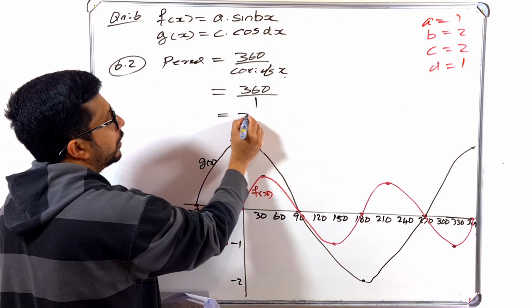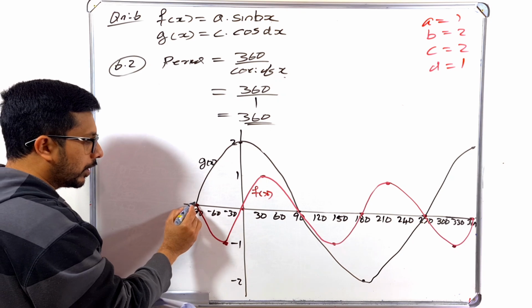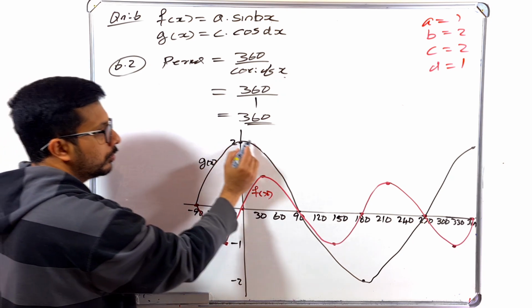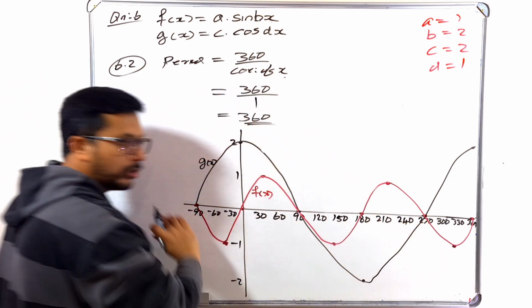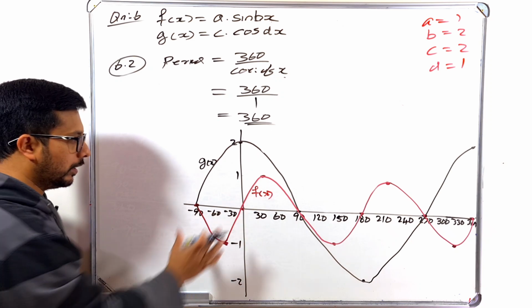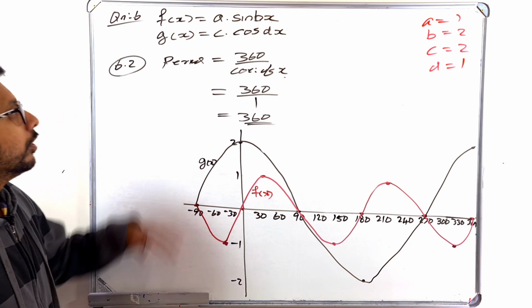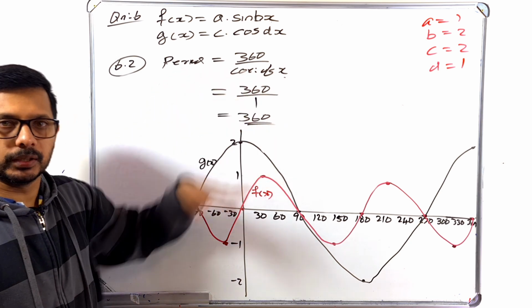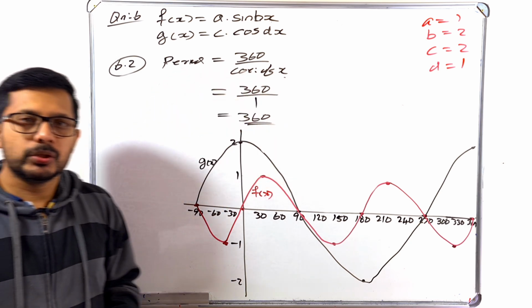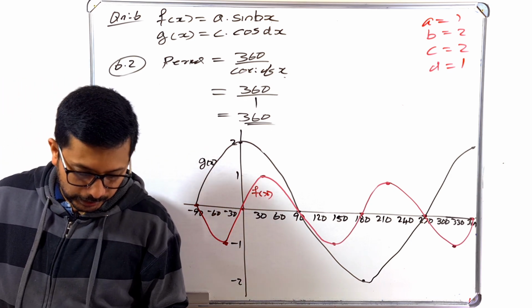So what is the period? 360 degrees. Or from the graph, like what I said before, from here to the top, how many degrees does it take to complete one rotation? 360. 90 plus 270, that is 360, or using the formula like this. So that is question number 6.2. Now let's move to the next question, question number 6.3.